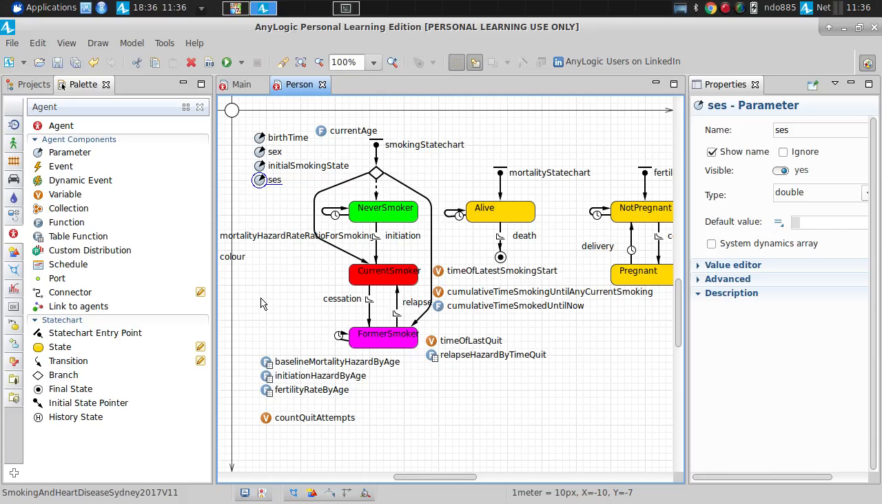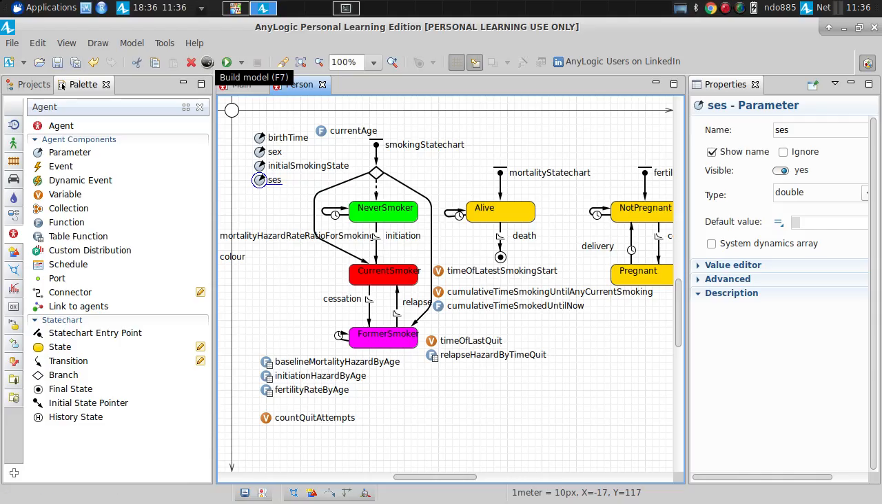Here we've just added this aspect of heterogeneity. We could take it out with quite some ease later if we wish to do so. So, SES. Ladies and gentlemen, SES. It's a double value. Now, if we went and we tried to build this model now, what would happen? Would it be a happy camper? No, what would happen?